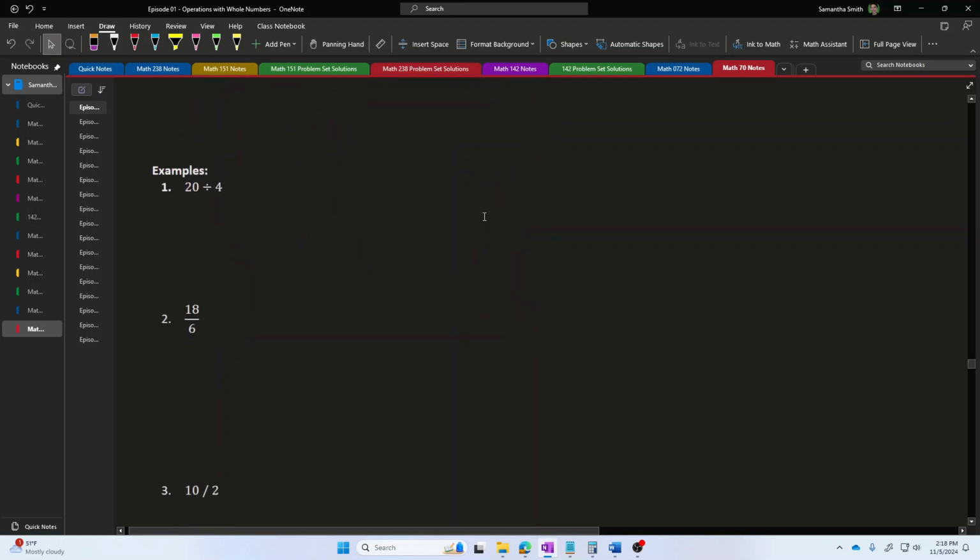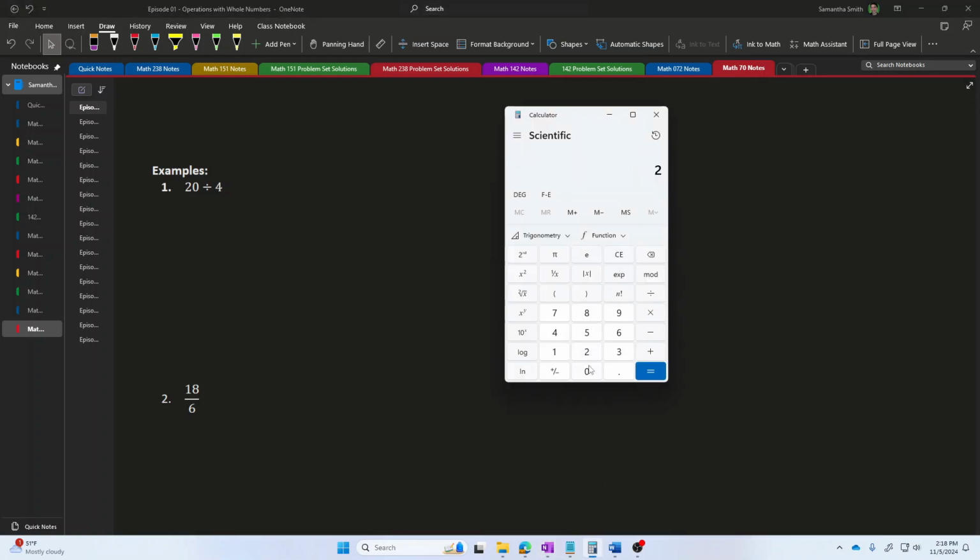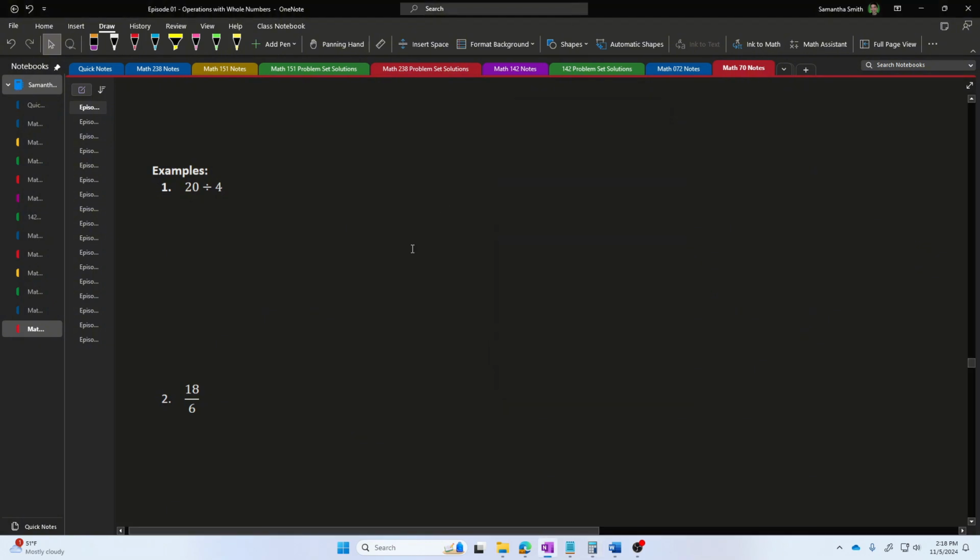So, for example, if I say 20 div sign 4, then I'm saying if I had 20 objects and I divided them into 4 piles, then how many objects would be in each of those piles? Or I could also say, how many times does 4 go into 20? Or I could also calculate it on the calculator. 20 division sign 4 gives me a result of 5 units.